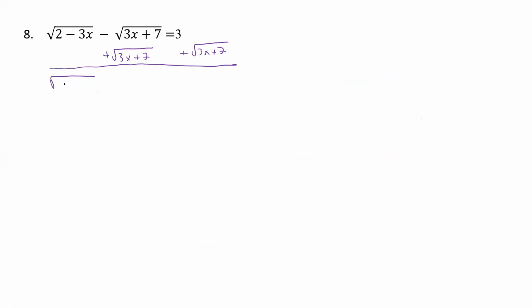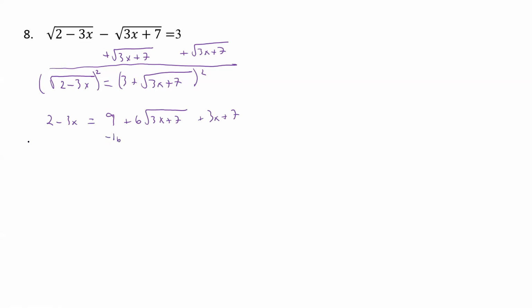Well, we get the square root of 2 minus 3x equals 3 plus the square root of 3x plus 7. And we do as we always do, we square both sides. So when we square that, we get 2 minus 3x. And here we square 3, that's 9. Then 2 times 3 times that's going to be 6 square root of 3x plus 7. And when we square that, that's just 3x plus 7. So now we have 9 plus 7, so that's 16. And so we subtract 16. And here, let's subtract 3x.